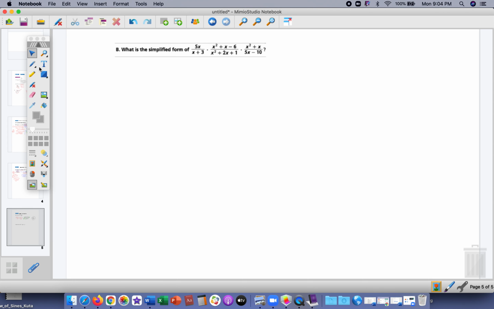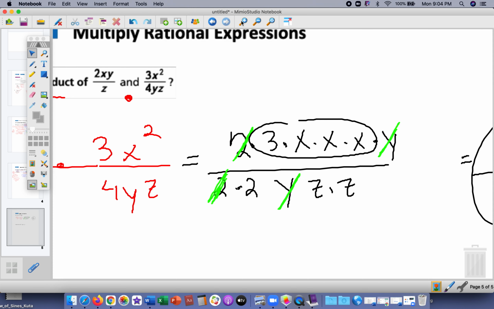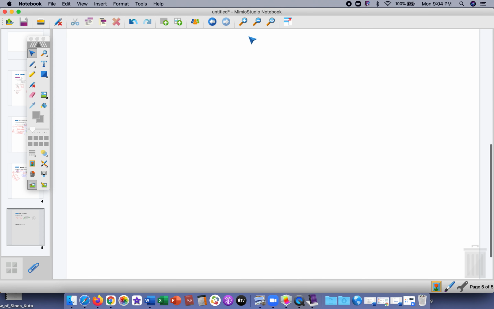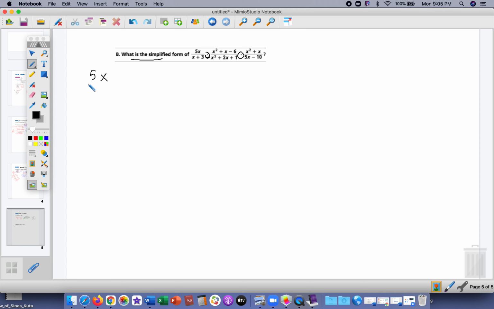So now it says, what's the simplified form of this expression? So we see that this is a product, right? We're multiplying between all of these fractions, all of these ratios. So for simplified form, you don't want to start multiplying, distributing to all terms, or else it's going to become really messy. So what you want to do is look at each fraction and factor the numerator and denominator.